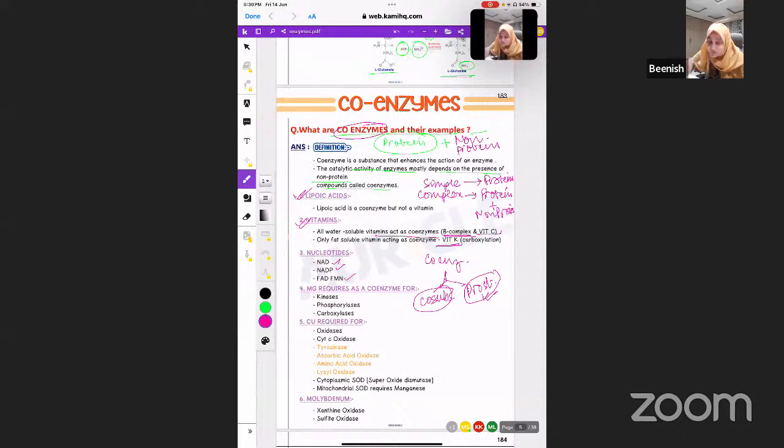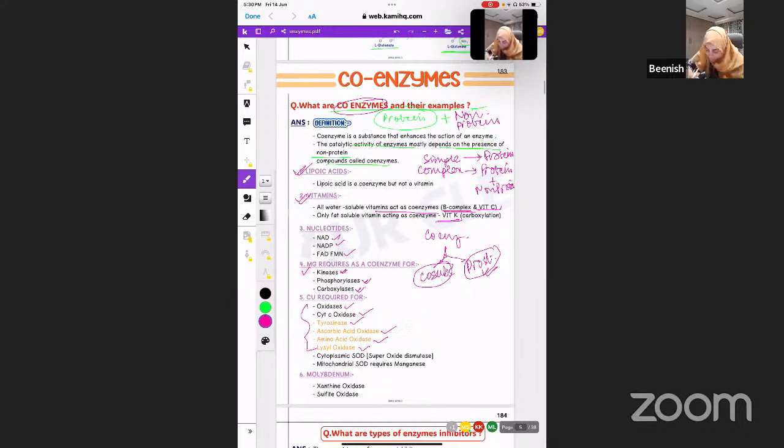Then an example of your metals acting as coenzyme, that is magnesium. So your kinases require magnesium, or phosphorylases, and your carboxylases. Now copper is required by oxidases: cytochrome C oxidase, tyrosinase, ascorbic acid oxidase, amino acid oxidase, lysyl oxidase, cytoplasmic superoxide dismutase, and they require copper. Now, molybdenum is required by xanthine oxidase and sulfide oxidase.